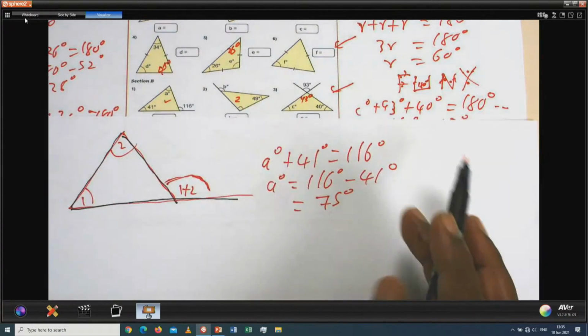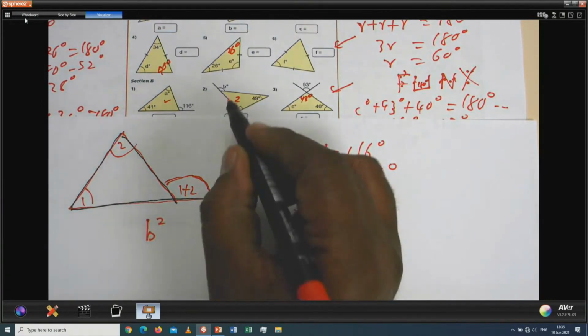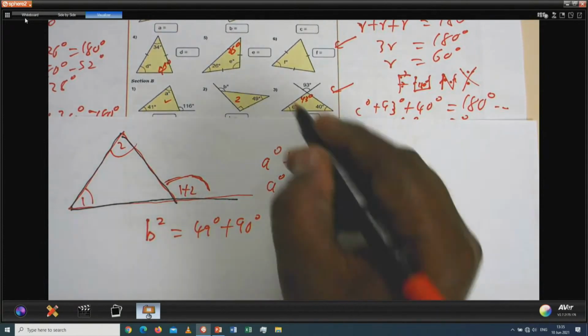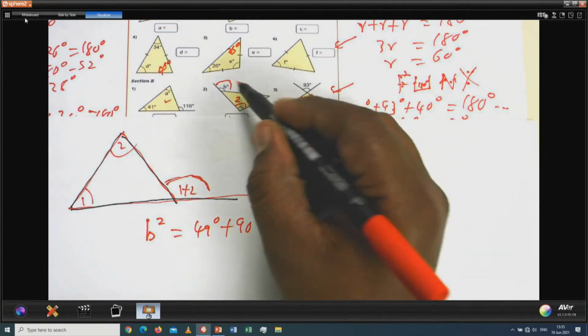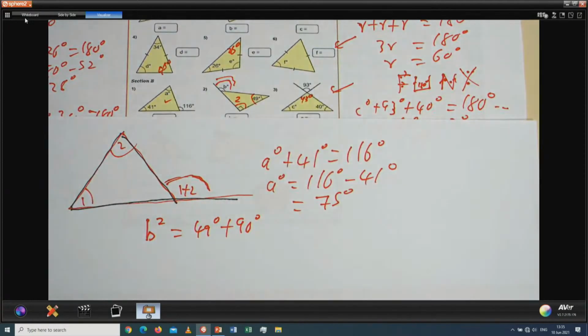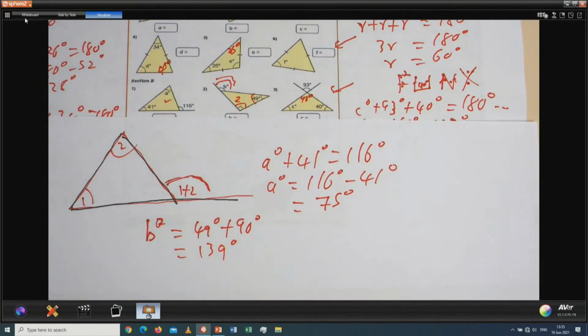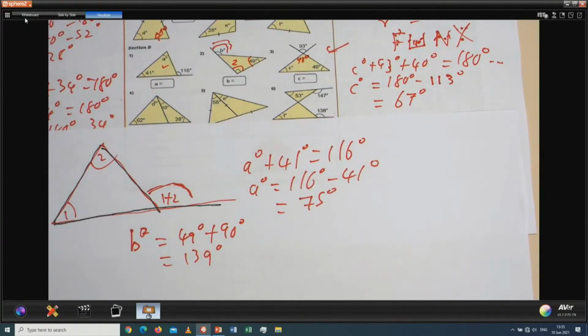Same thing with number 2. Number 2 says, what is an exterior angle? Exterior angle, you know for a fact from the properties, is equal to 49 degrees plus 90 degrees. Exterior angle is equal to the 2 interior opposite angles. Therefore, B degrees is equal to 135 degrees. Properties, properties, properties. Therefore, you must go learn and understand them.